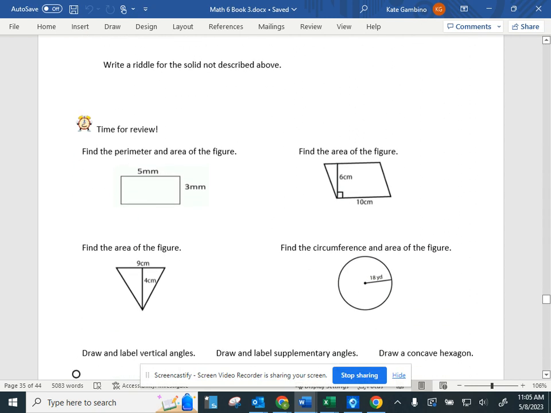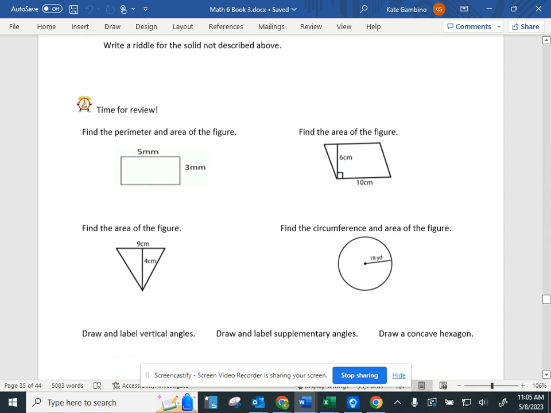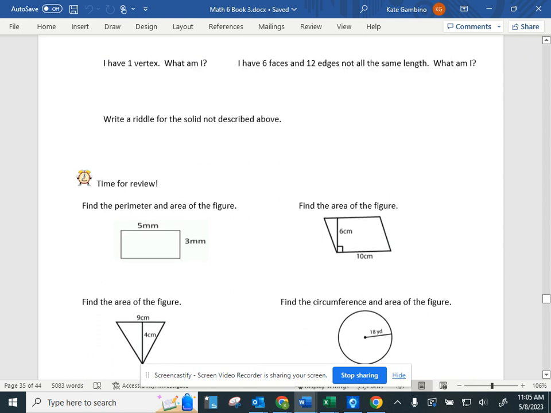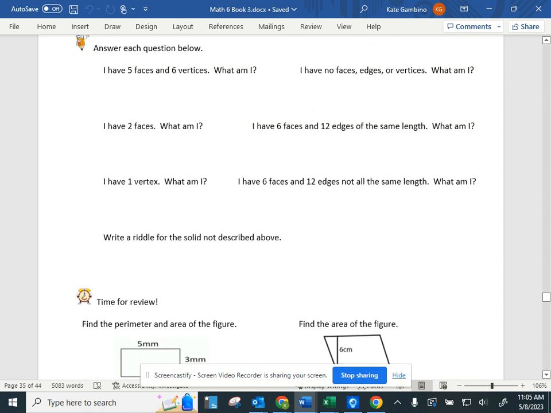And then you're going to review with your perimeters and areas and circumferences. Ooh, going back to our angles. So we've got some good review going on this page. Any questions? So this is silent work time. When you are done working on this, you work on your Khan Academy, you work on your math packet.